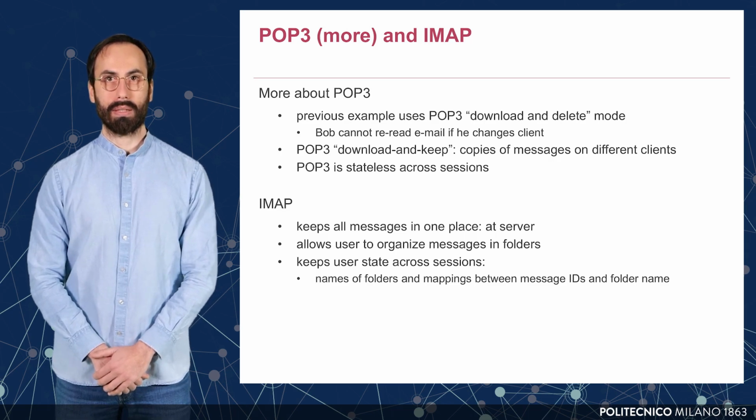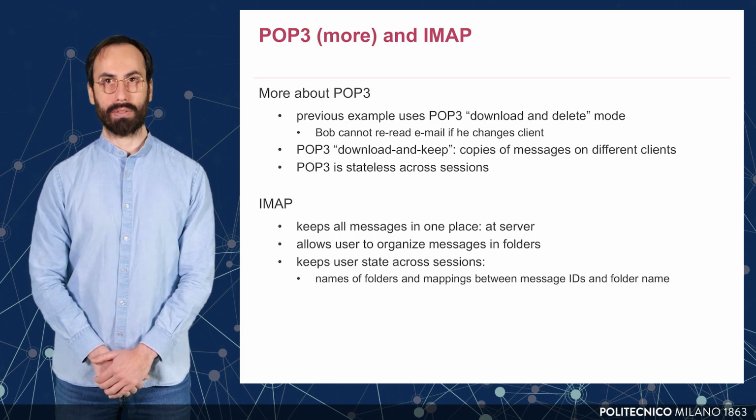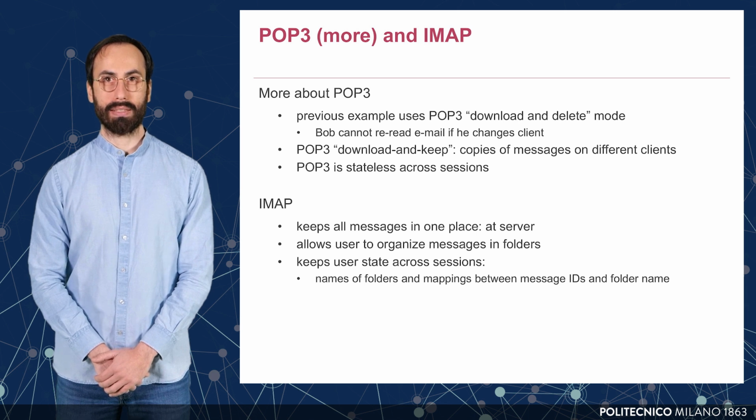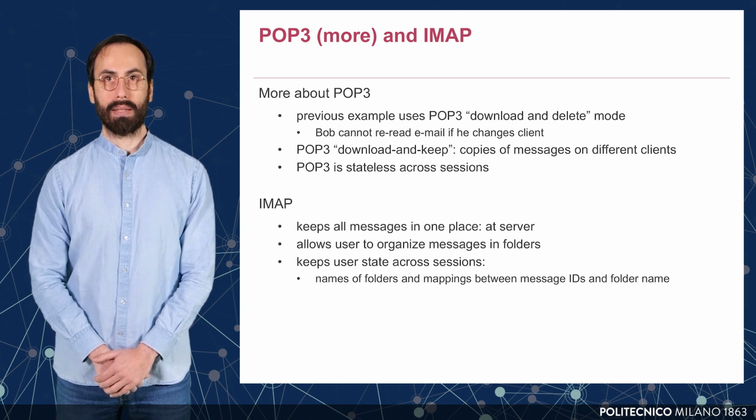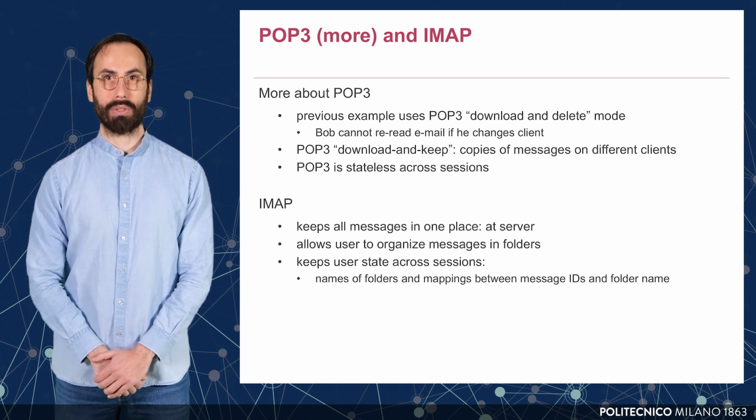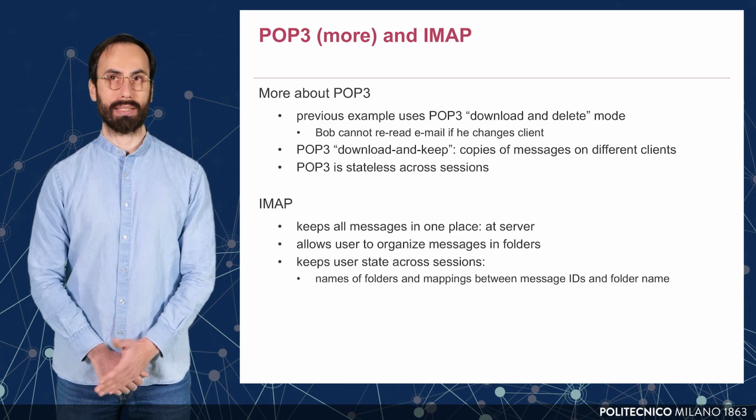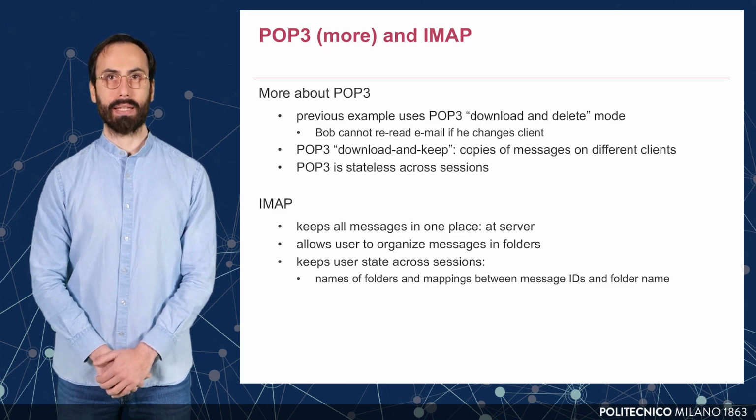POP3 has two modes, download and delete and download and keep. The first mode removes the email from the server after downloading, which means the user can only access it from the device they used. The download and keep mode stores copies on different clients, though POP3 is stateless across sessions. IMAP, in contrast, keeps all messages on the server and allows users to organize them into folders, maintaining state across sessions.